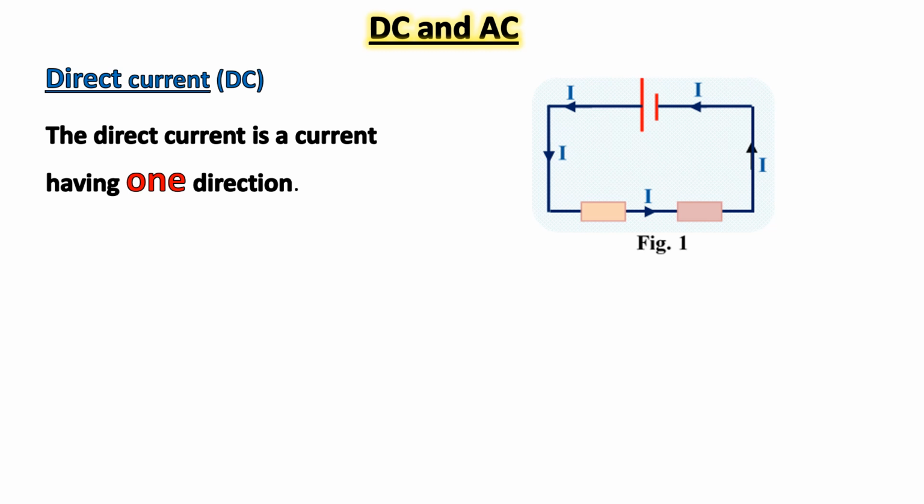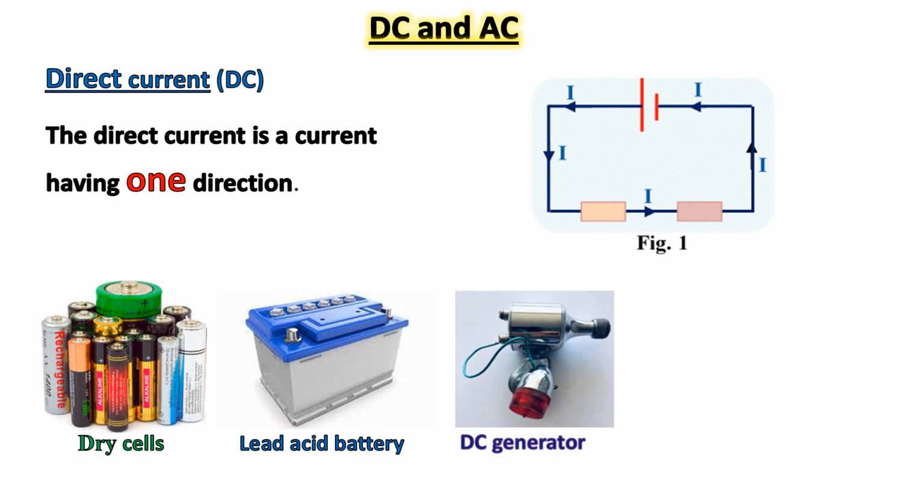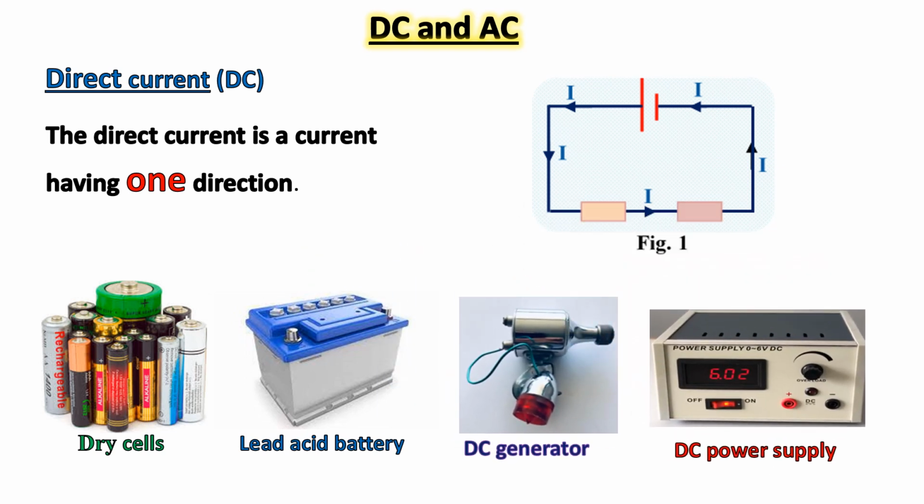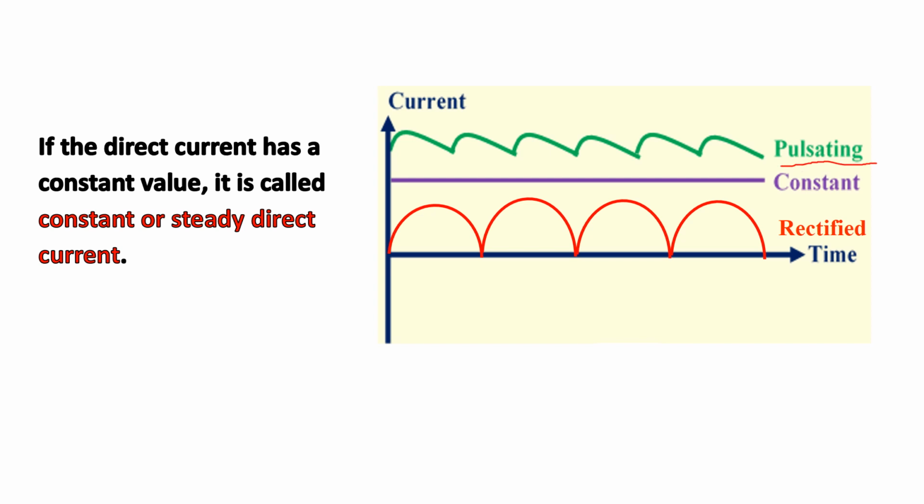The direct current could be sent by dry cells, lead acid batteries, DC generators, or DC power supplies. We have many types of direct current. If the direct current has a constant value, then this current is said to be constant or steady direct current. Look at the figure. We have three curves. The first one is a pulsating direct current, the purple one is a constant direct current, and the third one is a rectified direct current.